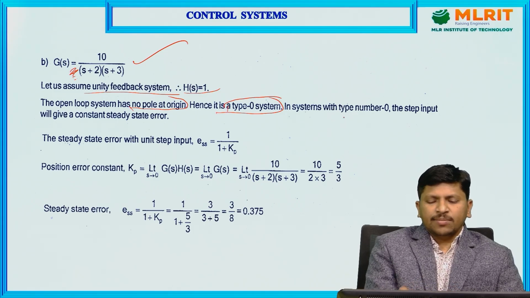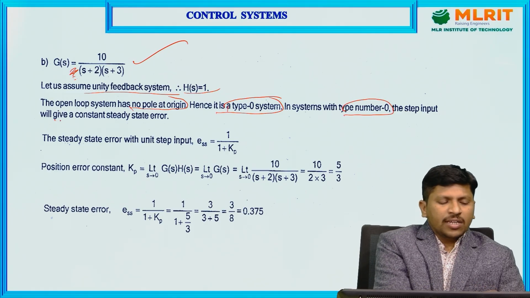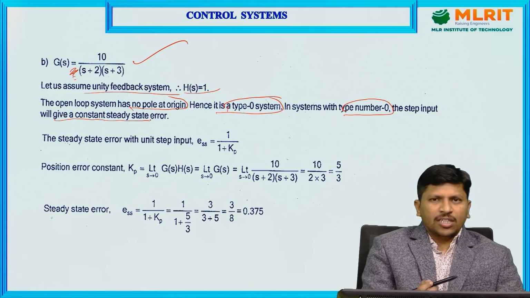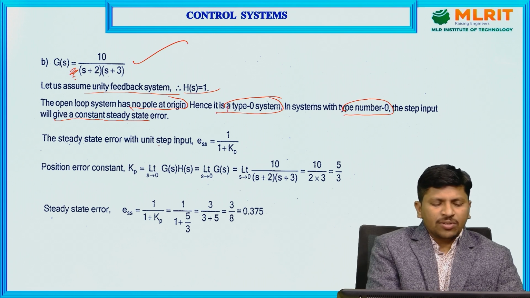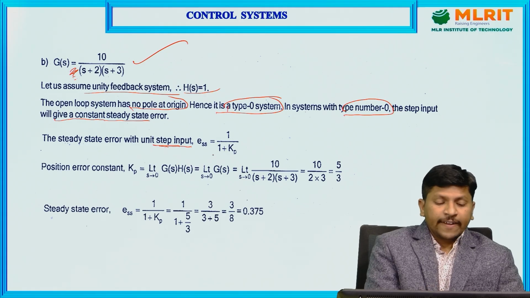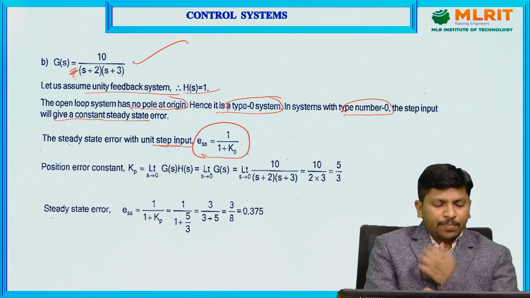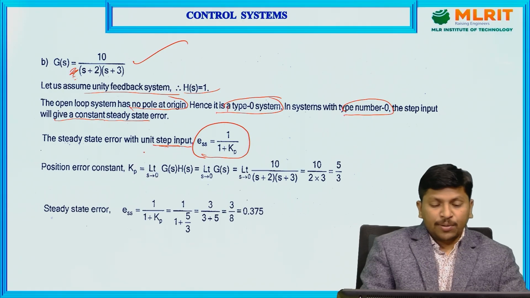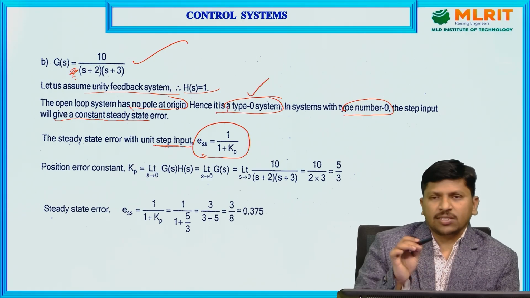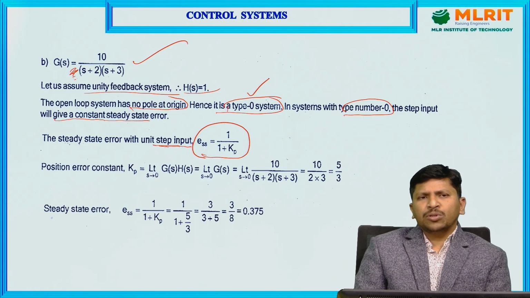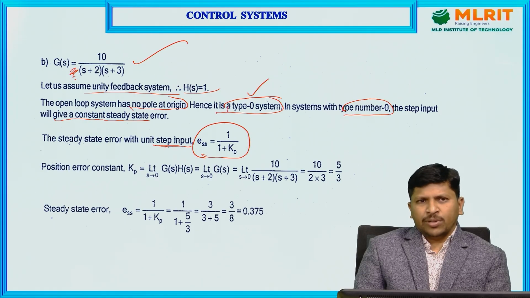In systems with type number 0, the step input will give a constant steady state error. The steady state error with the unit step input is ESS equals 1 by (1 plus Kp). Here, for a type 0 system, the input signal is the step input or unit step.